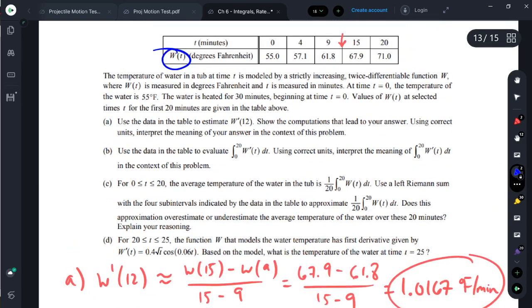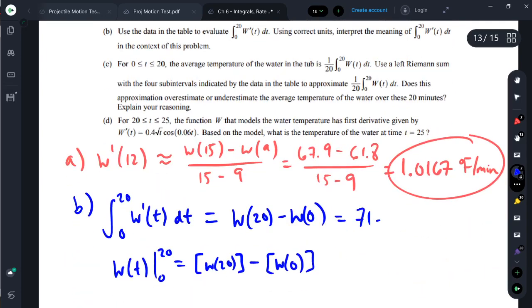So W of 20 in the table is 71. W of 0 is 55. So this is just 71 minus 55. And then you can use your calculator to figure that out. And that's 16. Okay. And the units, because this is in W's, the units are just degrees Fahrenheit.